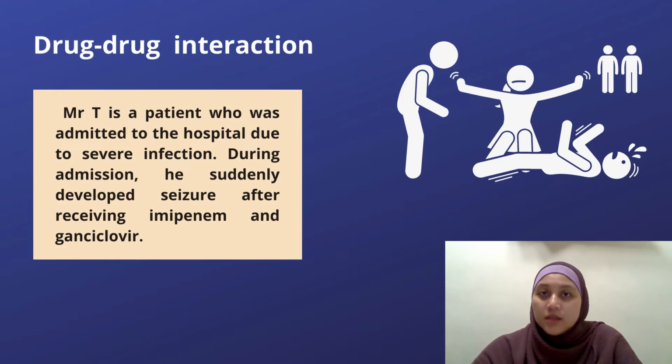The ninth case is about Mr. T, who was admitted to the hospital due to severe infection. During admission, he suddenly developed seizure after receiving imipenem and ganciclovir. The co-administration of imipenem and ganciclovir worsened the seizure episode. So this is an example of drug-drug interaction that a prescriber must consider prior to writing a prescription to a patient.